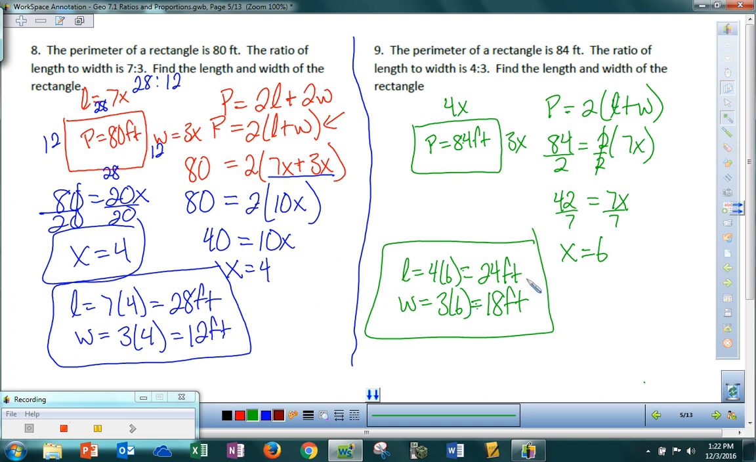Again, be sure you do your 2 checks to make sure that your problem turned out the way you wanted it to. 24 doubled and 18 doubled should add up to 84, and they do. And then 4 times our 6 gives us 24. 3 times our 6 gives us 18. They reduce back to that same ratio.